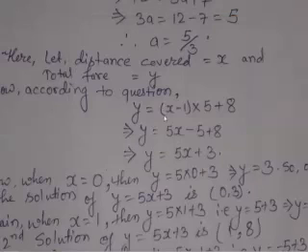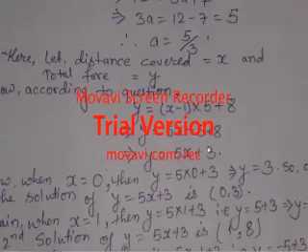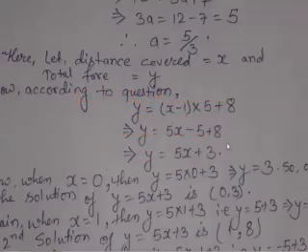Now you can see I have taken it out of the bracket. 5 into x is 5x, and 5 into minus 1 is minus 5. To make it simple, minus 5 and 8 when added become 3. So y = 5x + 3 is our required equation.